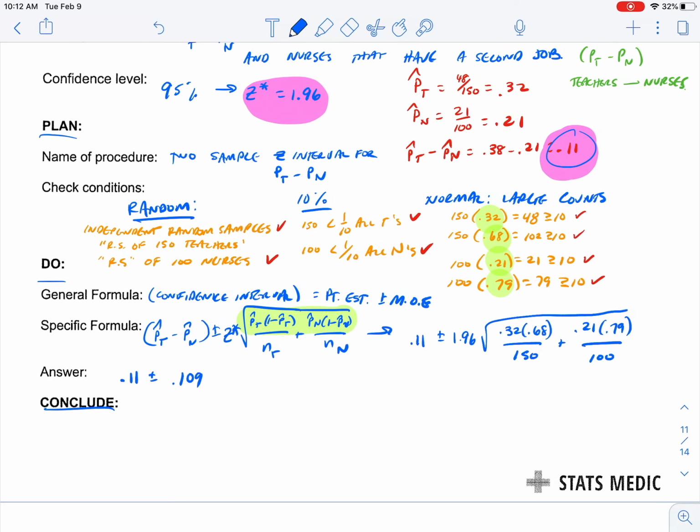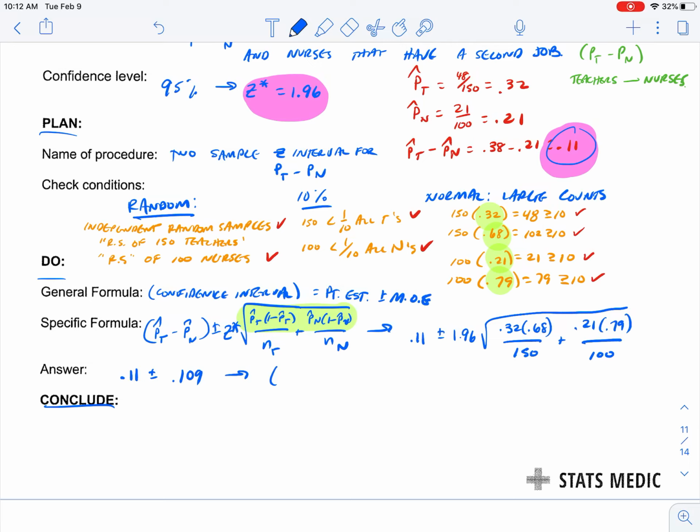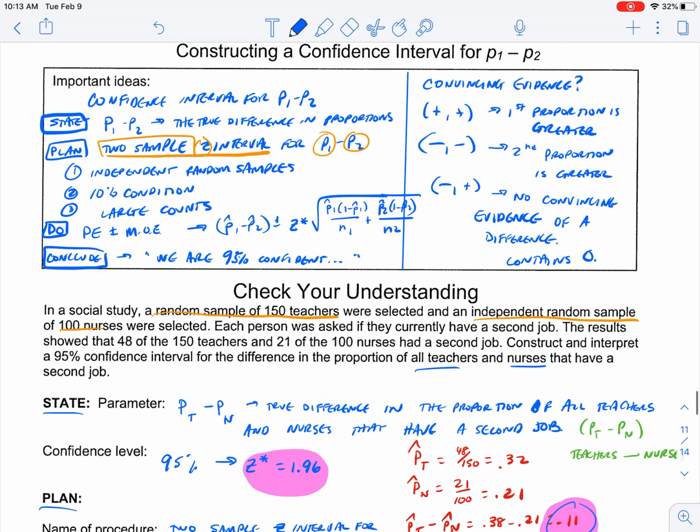So I've got 0.11 plus or minus 0.109 is what comes out of that. And so my interval that yields here is 0.001, comma 0.219. Now notice what our result interpretation looks like up here.